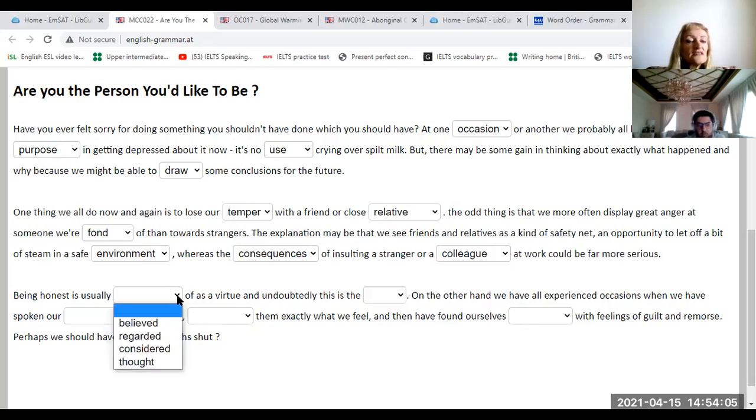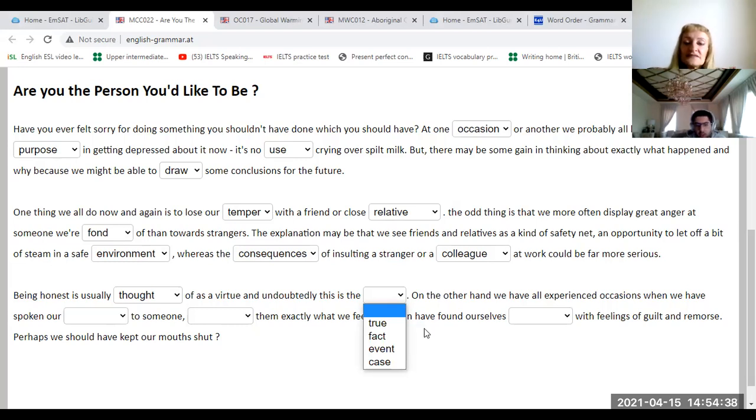Being honest is usually considered. We could say that, but what we've got to add is of. So we can't say considered of. We have to say thought of as a virtue. Thought of, yeah. You can say regarded as, thought of. And undoubtedly, this is the case. You can't say this. This is the case. Good.